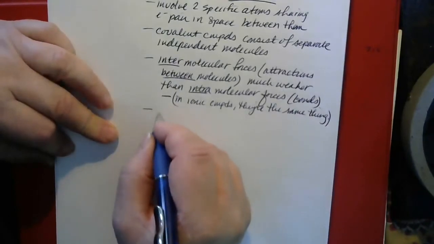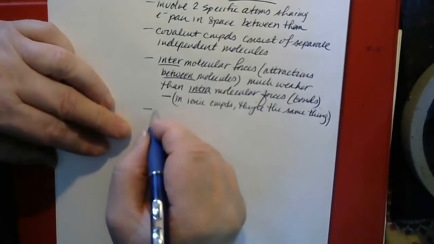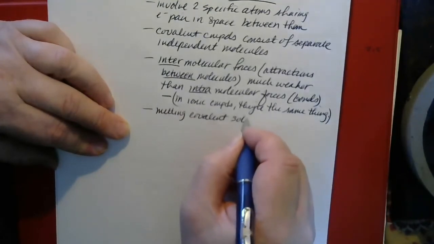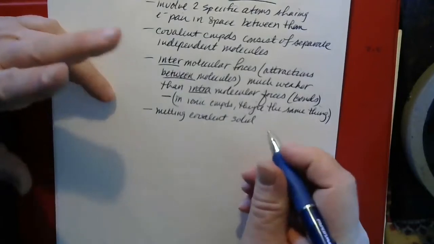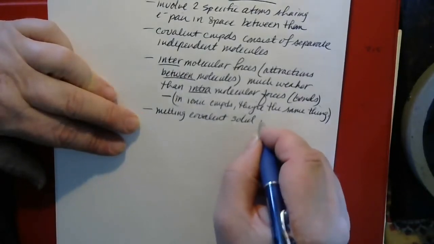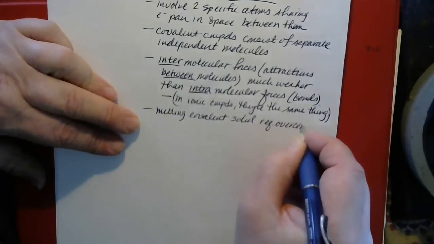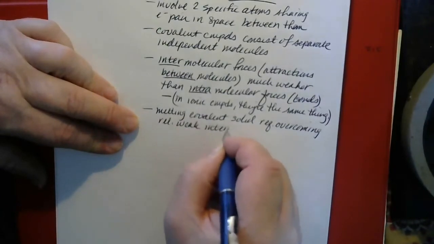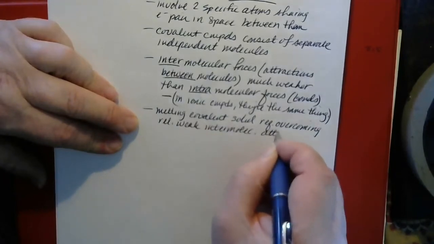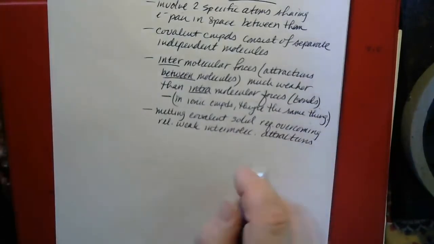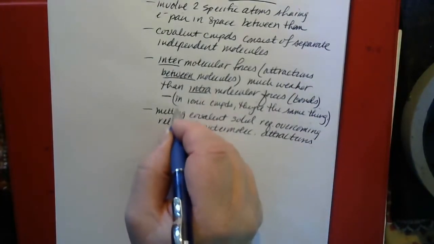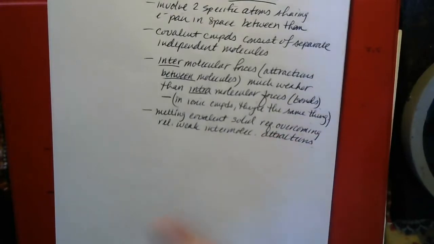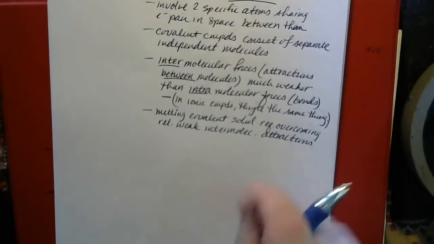Okay, melting a covalent solid should require overcoming relatively weak intermolecular attractions. Okay, so what melting is essentially is turning a solid into a liquid by adding heat to it. So, like melting ice. When ice warms up, it turns to liquid water.